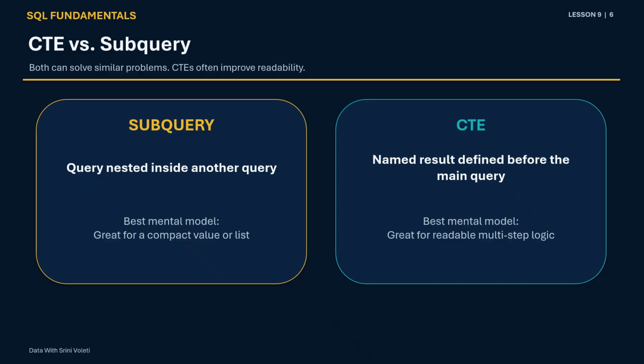This is also a good place to connect to views. A view is saved as a database object for use across statements and sessions. A CTE is local to the statement that follows. A subquery is embedded within another query. So we now have three different ways to organize logic. Subquery: nested logic. CTE: named statement-level logic. View: saved, reusable database logic. Understanding that distinction gives you a much broader SQL horizon than simply memorizing WITH.